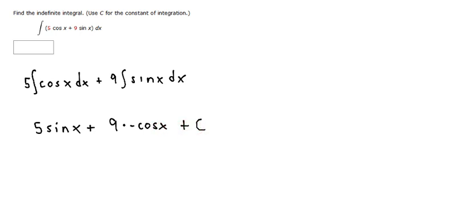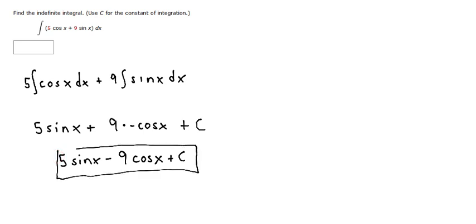We can bring the negative to the front to make 5 sine x minus 9 cos x plus c. And there you go.